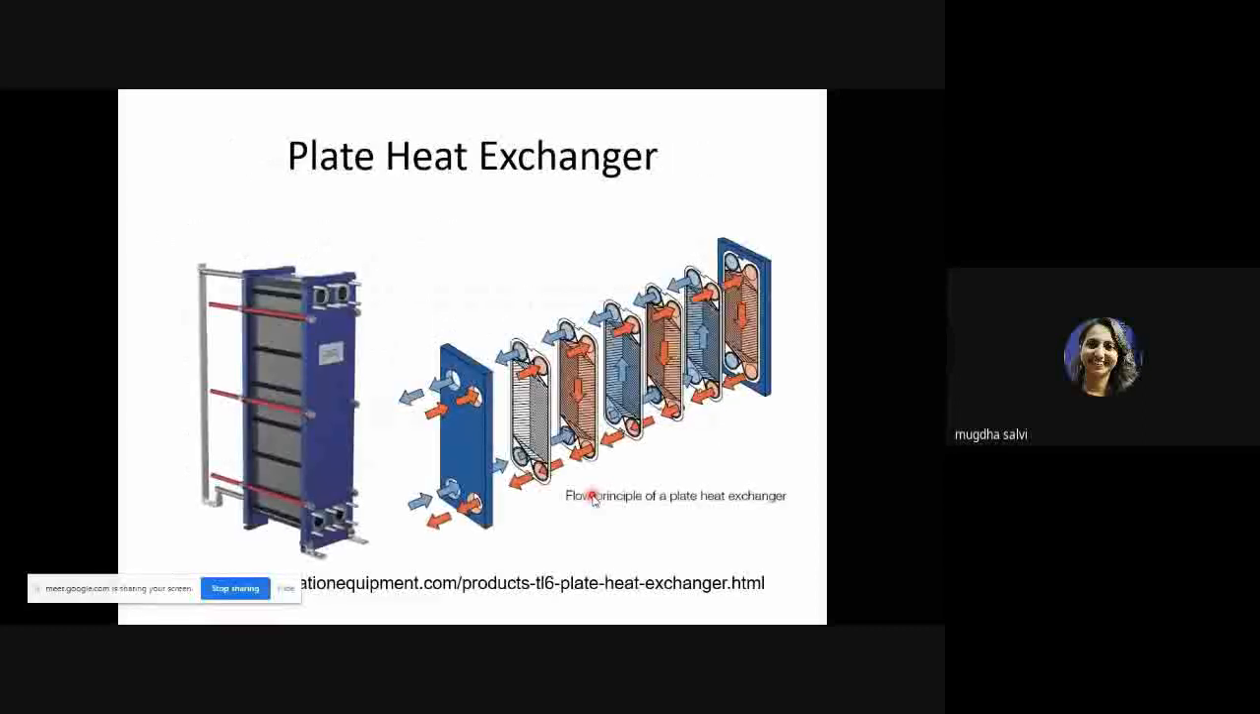Now this one is a plate heat exchanger. The advantage of this heat exchanger is that it is really compact in size as compared to the shell and tube type heat exchanger or the double pipe heat exchanger. Hence, it can be used in places where you require compact area. Secondly, it gives you effective heat exchange, of course. And apart from that, it also gives you mobility.